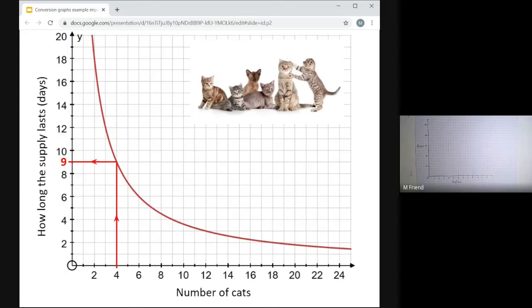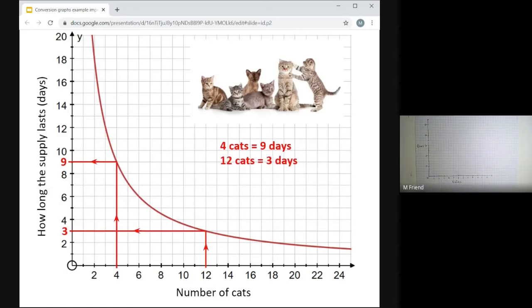So it's easy to use the graph in the same kind of way. So even though this is not a nice straight line, it's still easy to use the graph. So 4 cats, it would last for 9 days. What if you had more cats? How about, what if you had 12 cats? Now the graph is telling us that it would only last 3 days.